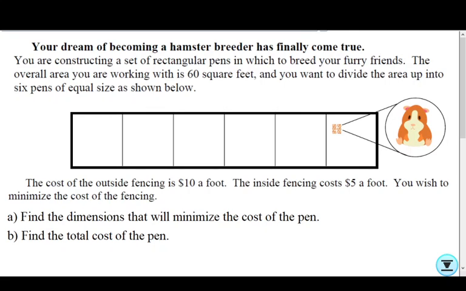So this is very real world. Because obviously if you're breeding hamsters and they're going to be outside, you want the outside fencing to be more sturdy than the fencing dividing the hamsters, because you're less worried about hamsters getting from pen to pen inside than something getting in and getting your hamsters or them getting out. So we actually have to come up with our own equation here.